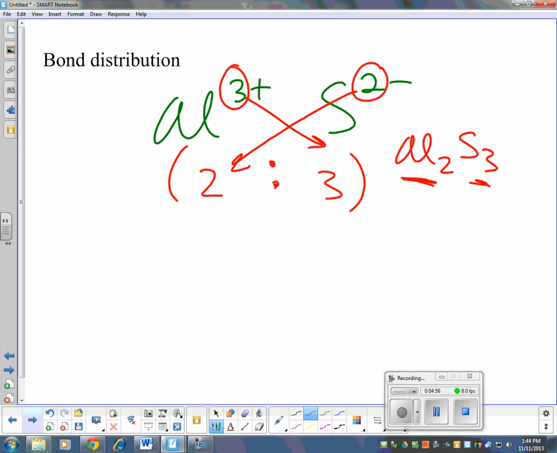So I'm going to go Al1, Al2, then another color. I'm going to take sulfur.